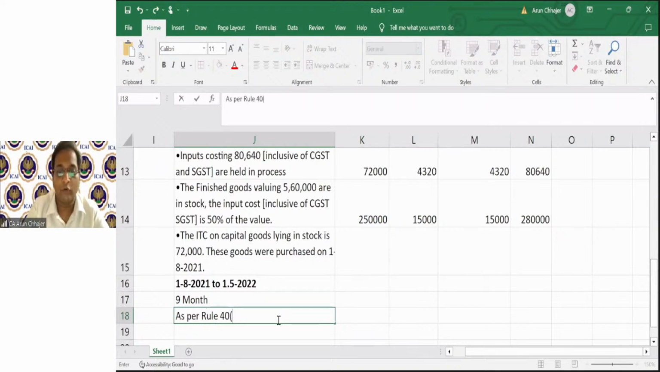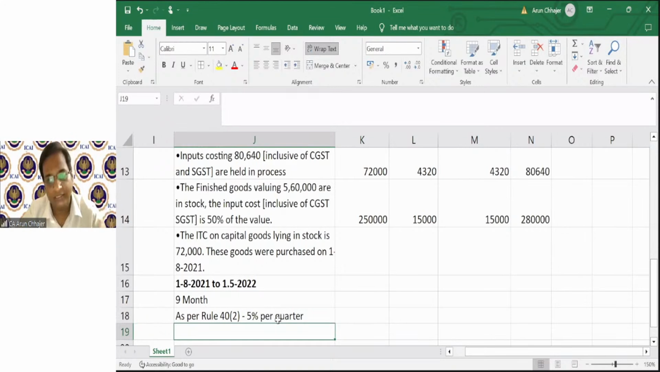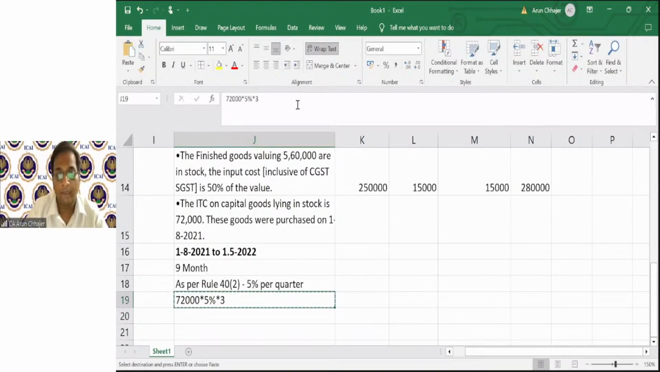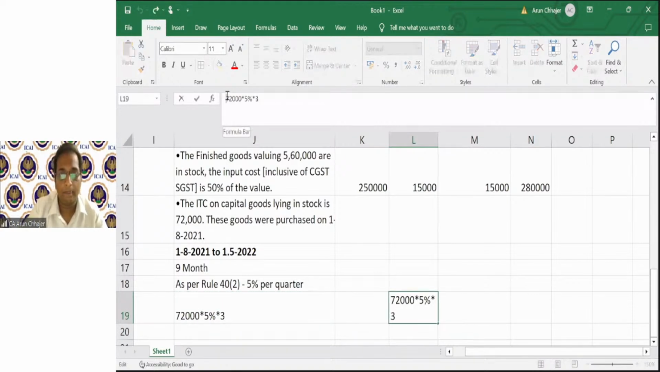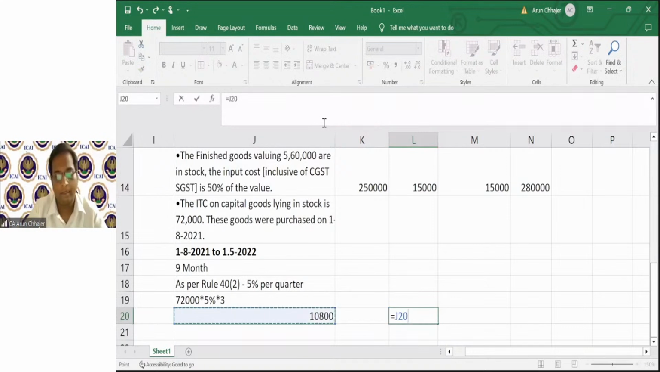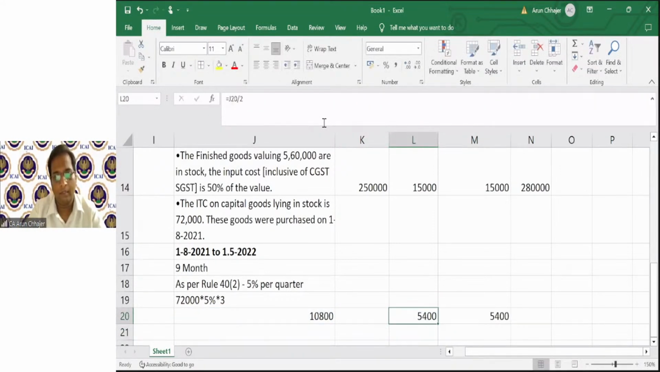As per rule 40, sub rule 2, what is the reversal component? 5% per quarter. How many quarters? 3 quarters. So 72,000 multiplied by 5% per quarter multiplied by 3 quarters. We can assume CGST and SGST.